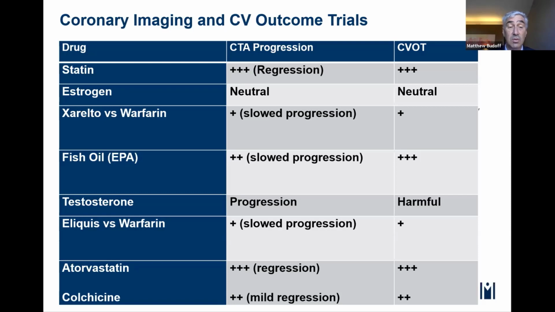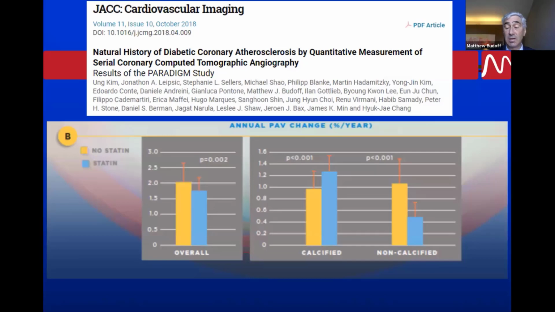We showed that 2 years ago in the New England Journal of Medicine. And the cardiovascular outcome trials are also neutral. You can see the fish oil data, the icosapent ethyl data we just presented. Testosterone caused progression, and in the TOM trial has been shown to be harmful. And of course, colchicine at the bottom, very important, showed regression of atherosclerosis on CT angiography and now has very positive outcome trials in both the LoDoCo2 and COLCOT studies. So great correlation between CT angio and progression of atherosclerosis.